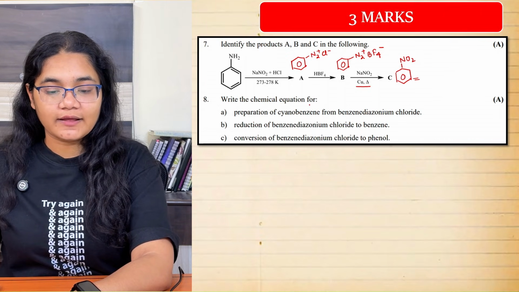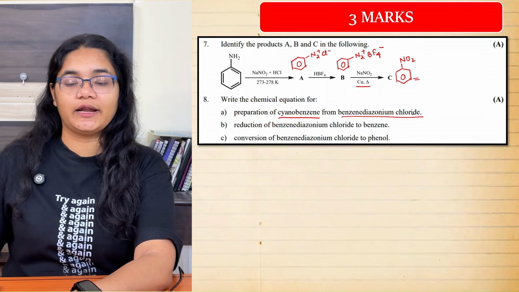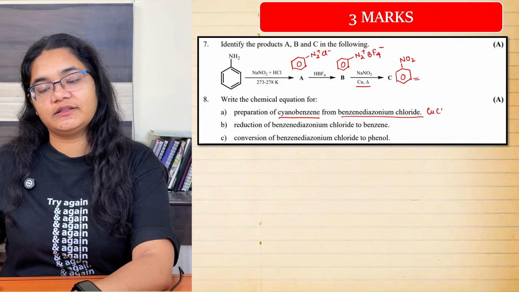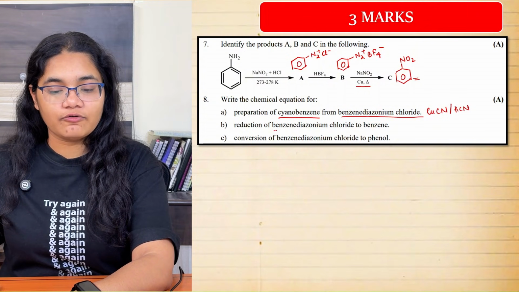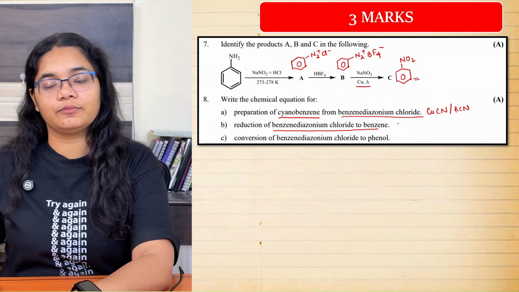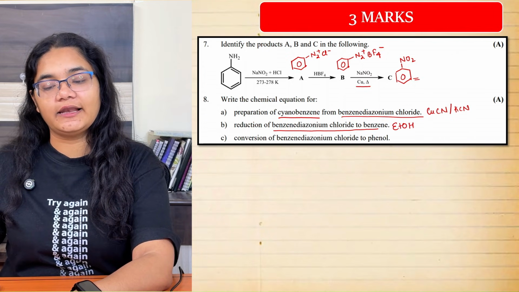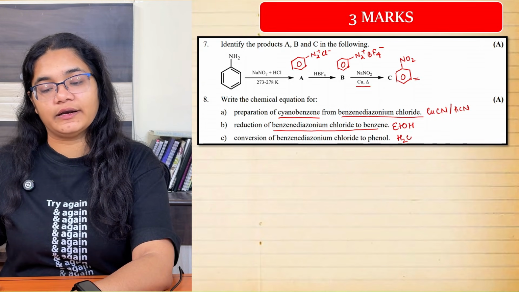Write the chemical equation for preparation of cyanobenzene from benzene diazonium chloride. So you can treat benzene diazonium chloride with CuCN, KCN, then you will get cyanobenzene. Reduction of benzene diazonium chloride to benzene. Simply for reduction to benzene, you can treat it with ethyl alcohol. Next, conversion of benzene diazonium chloride to phenol, you have to treat it with water.